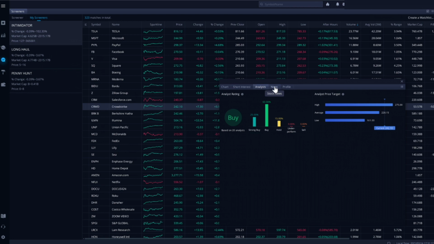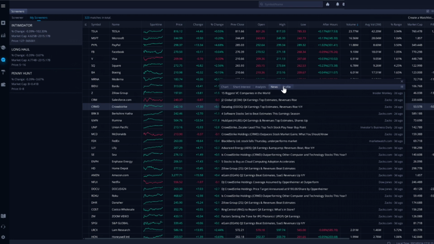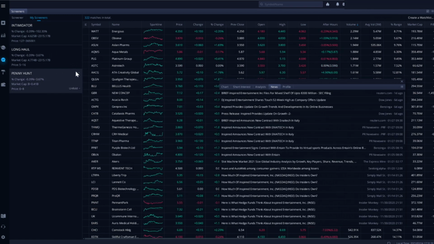$275. CrowdStrike. Wow, what is that? Well, boy, see how easy it is to get sidetracked? All right, we're not interested in these high dollar stocks today. We're hunting for our pennies. So let's go take a look at our penny hunt screener and see how we set this up.